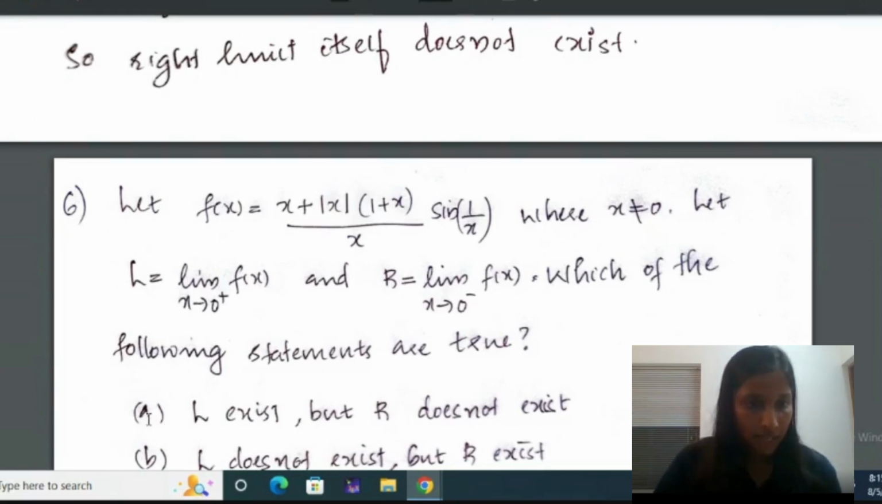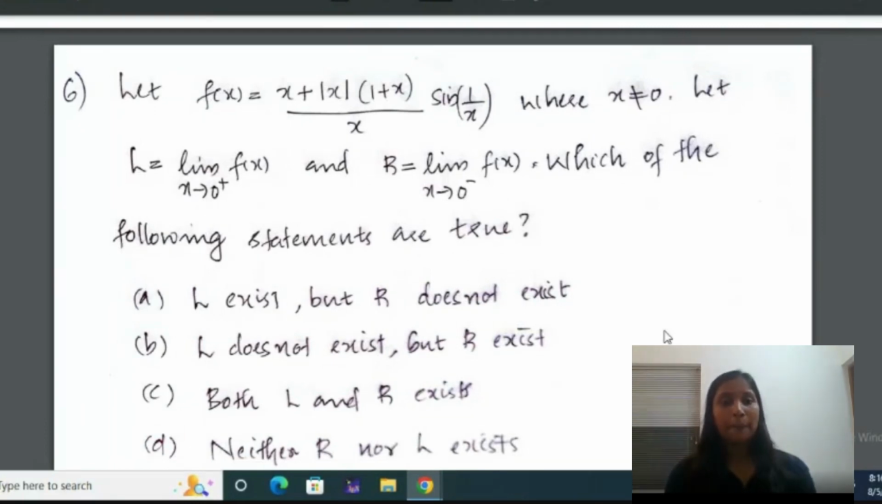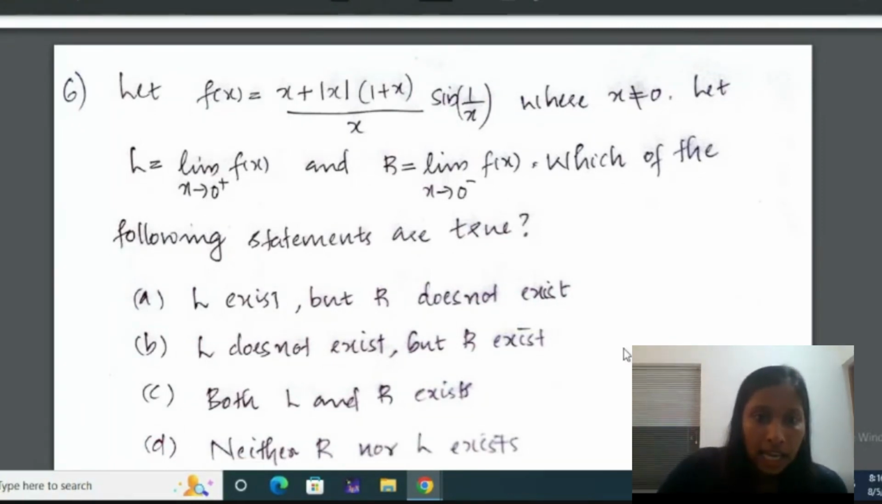Okay, the rest of this part of the question is like this. Here L and R are just twisted. I swapped them while writing. L is the right hand limit and R is the left hand limit. Okay.